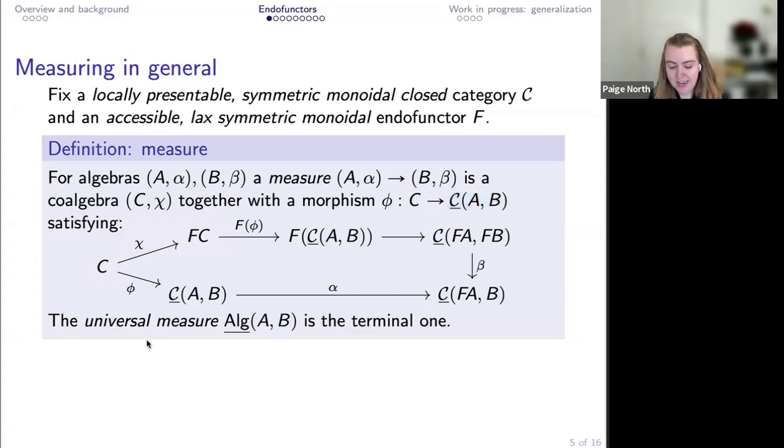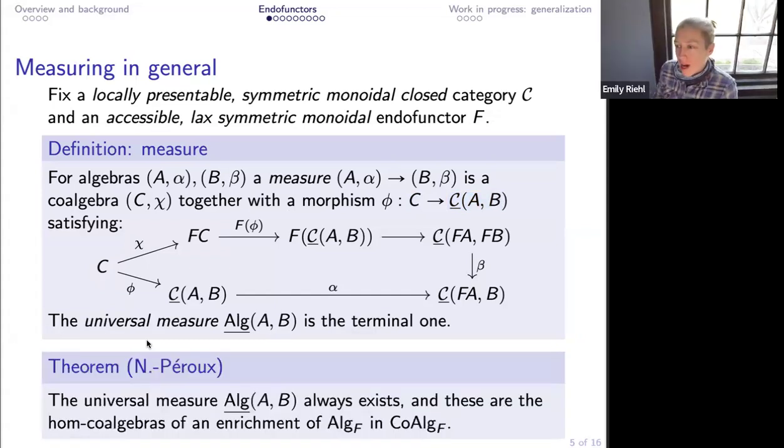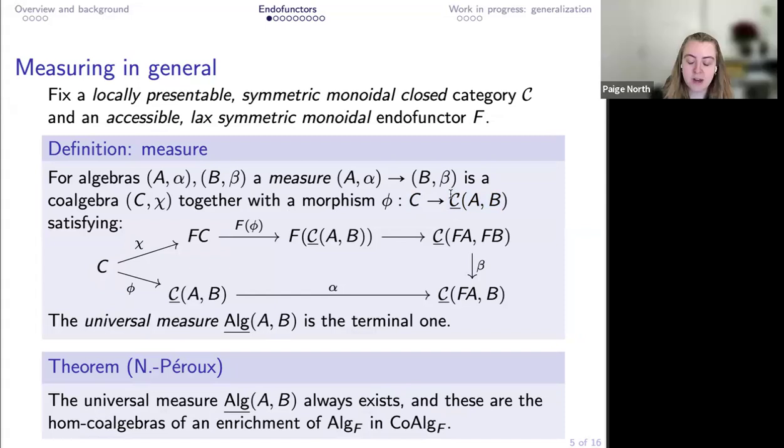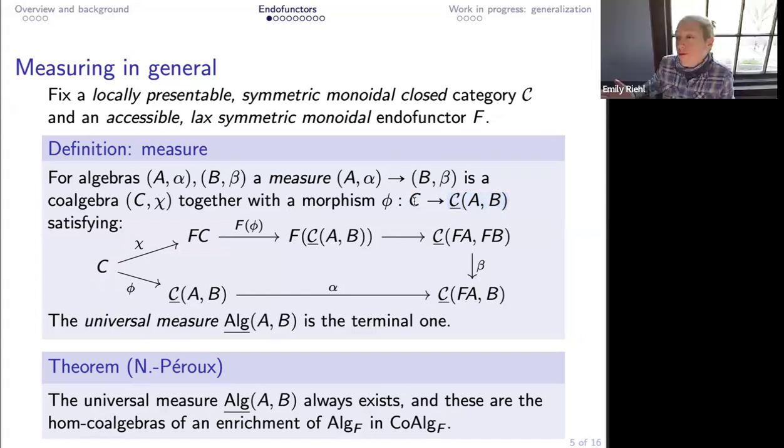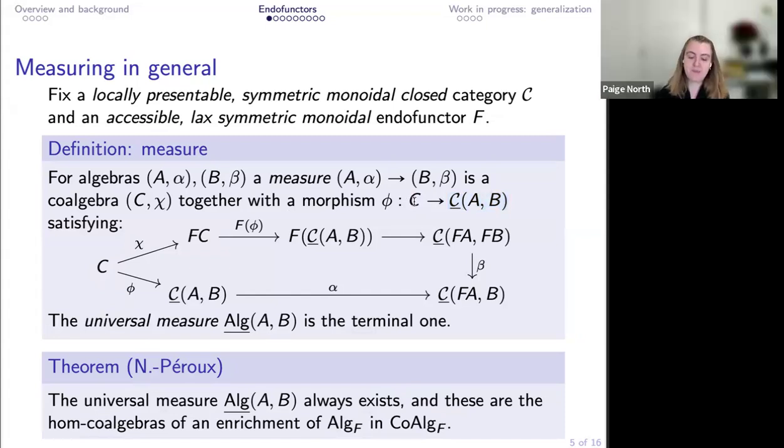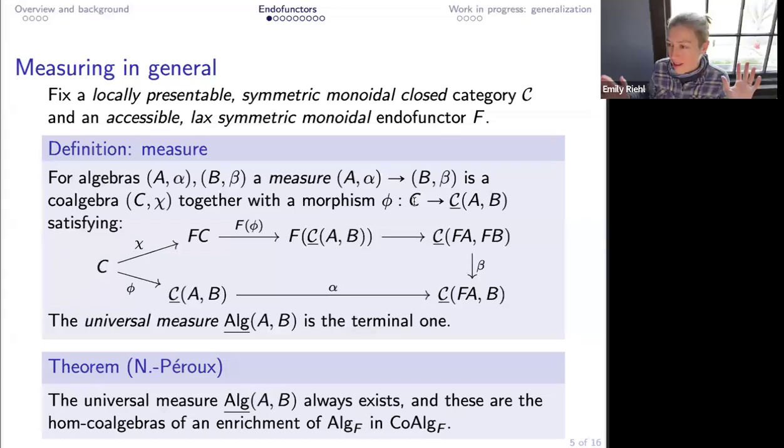Okay, so that's the definition. Just to keep track of where we are, we have not yet built a coalgebra structure on CAB. Is that correct? Yeah, we don't have a coalgebra structure on this, and we're not going to do that. If we did have one, I think that might be the terminal measure. Is that right? Yeah, definitely. So this is a way to reason about that in the absence of such a thing.